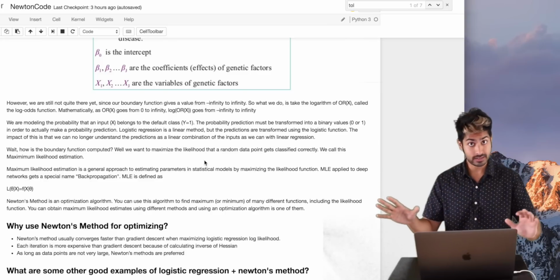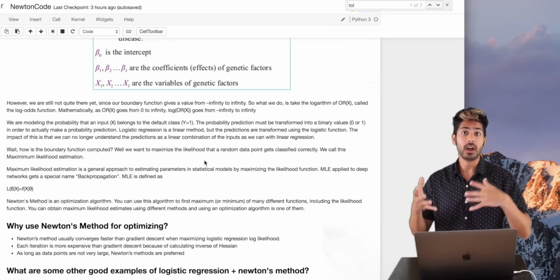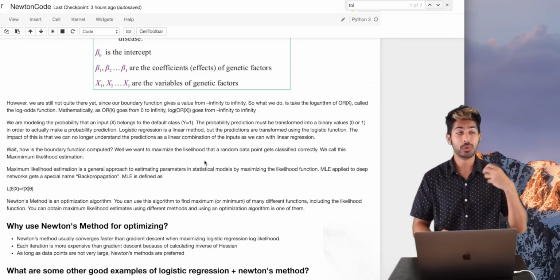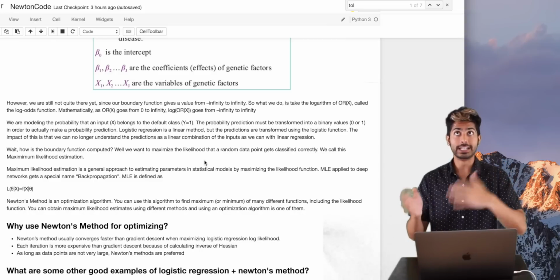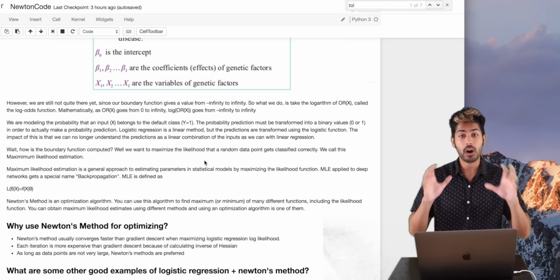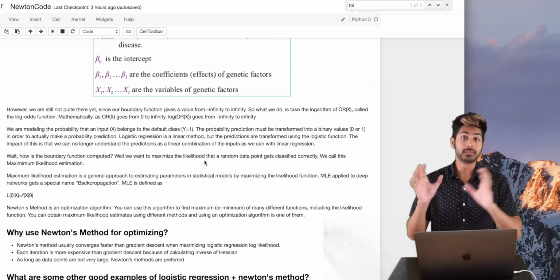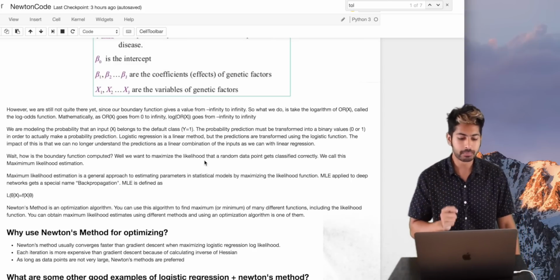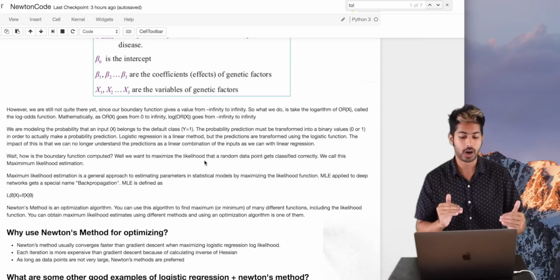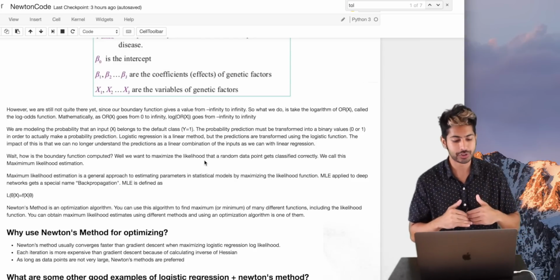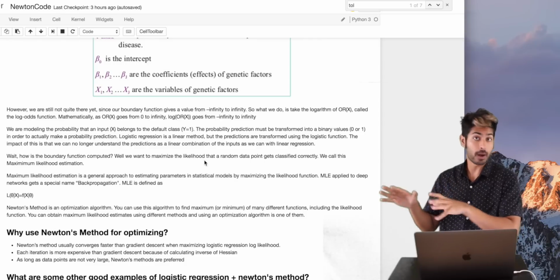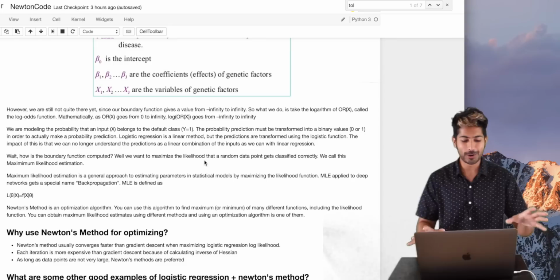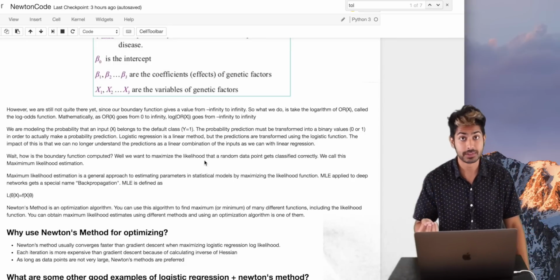Okay, so this whole process that we're doing here, of finding the ideal values for the coefficients to find the ideal probability values, is called maximum likelihood estimation, or MLE. Maximum likelihood estimation is a general approach to estimating parameters in statistical models by maximizing the likelihood function. In deep learning, we call this backpropagation. There's a difference here between MLE and optimization. Okay, so Newton's method is an optimization algorithm.